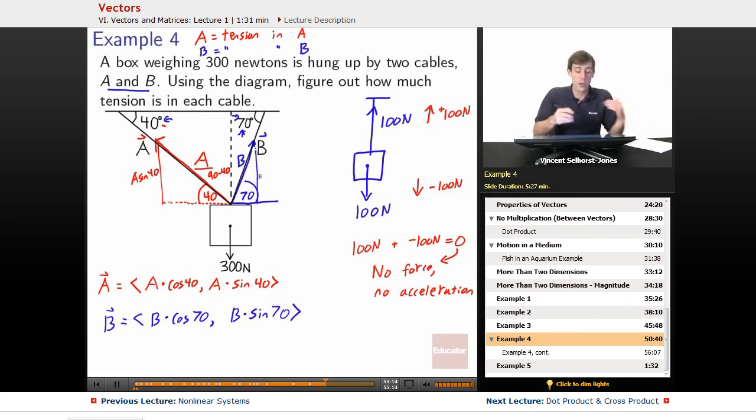Here's B, so we can multiply B, our hypotenuse, and figure out what the side opposite is based on this. So we've got two vectors here, A and B. One other thing that we know is the force vector. So what is the force on this box?